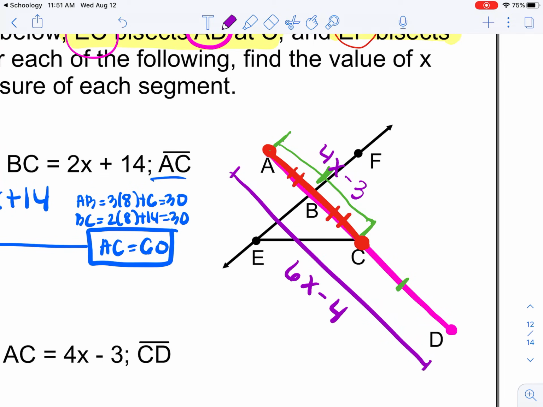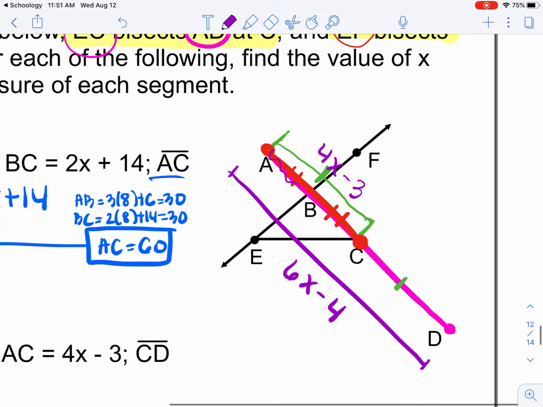One thing people say that is incorrect is, oh, I'm going to set them equal to each other. Really? That's like pretend AD, that whole thing, is a candy bar. And I said, hey, I have this candy bar. Is half of it, right here, the same thing as the whole thing? No, it's not. It makes no sense. Okay? So you can't do that. Can't set those two equal to each other.